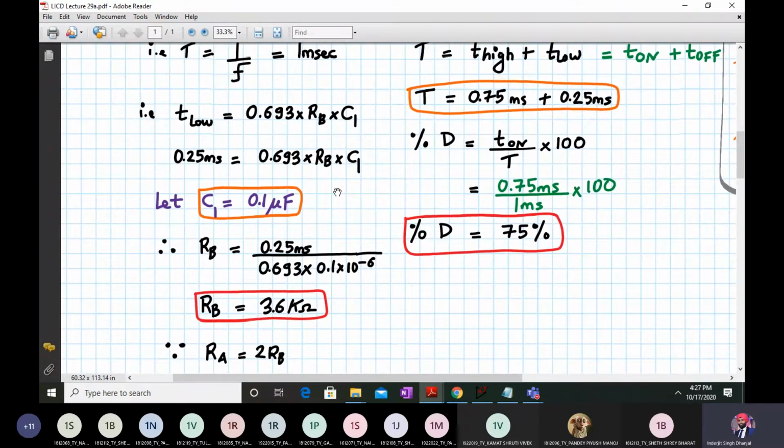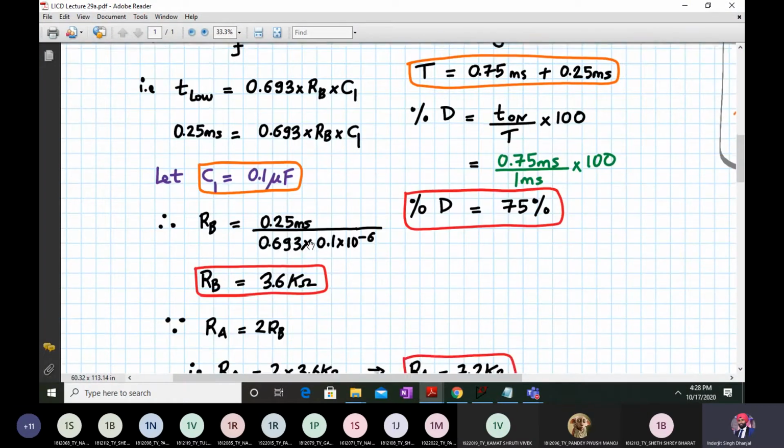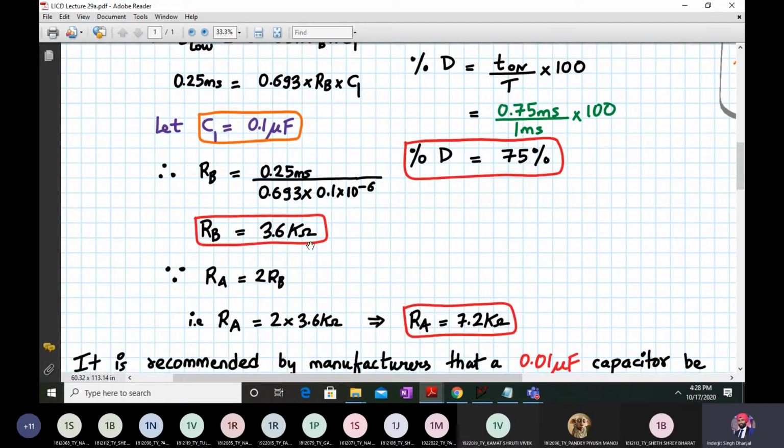So here two unknowns are there, RB and C1. We can assume the value of C1 as 0.1 microfarad. So correspondingly, the value of RB will be 3.6 kilo ohm. One of you can check it out in the calculator. It will be close to 3.6 kilo ohm. I'll give you 5 seconds. Please check whether the RB value is coming out to be close to 3.6 kilo ohms or not. One of you please verify. Okay, very good, thank you.